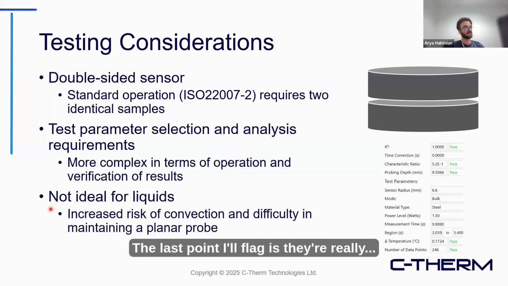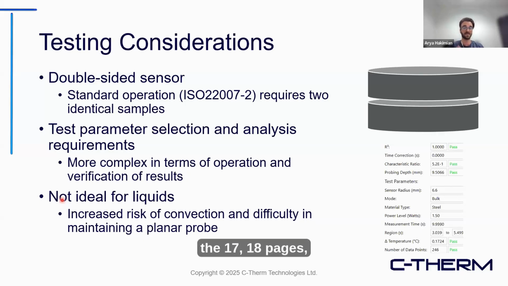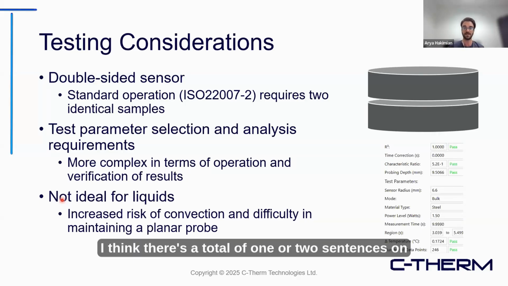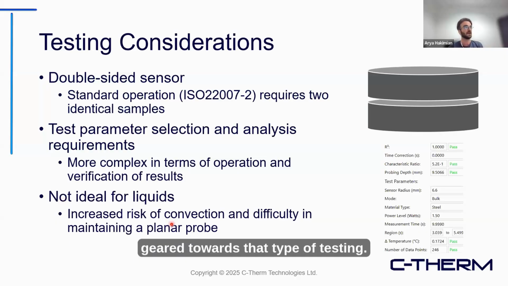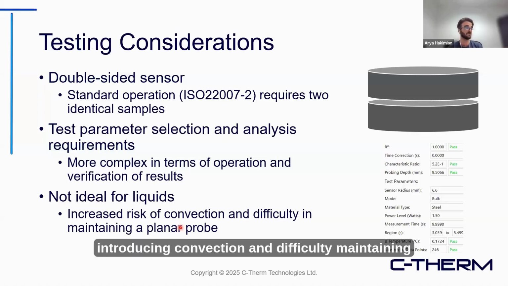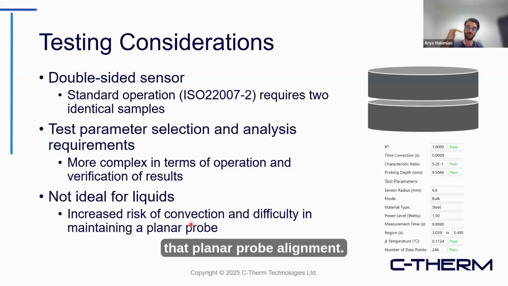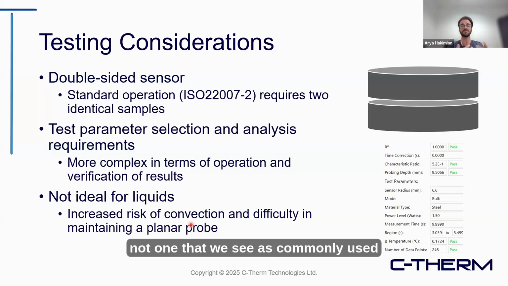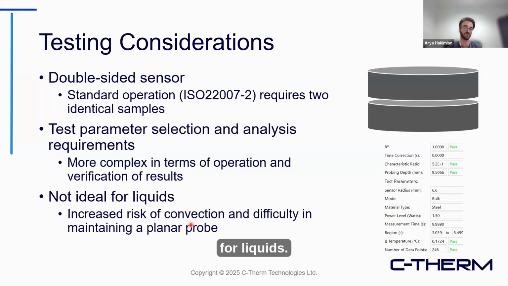The last point I'll flag is that the TPS, for all its benefits for a variety of solids, is not very ideal for liquids. There are a few reasons for this. If you read through the ISO document, the 17, 18 pages, however many it is, I think there's a total of 1 or 2 sentences on recommendations for liquids because it's just really not geared towards that type of testing. Convection, introducing convection, and difficulty maintaining that planar probe alignment. Like I said, it's a flexible sensor. So, very good for solids, not one that we see as commonly used for liquids.